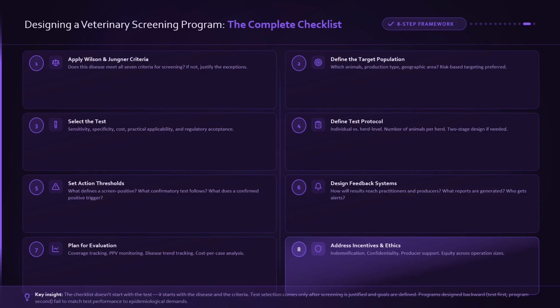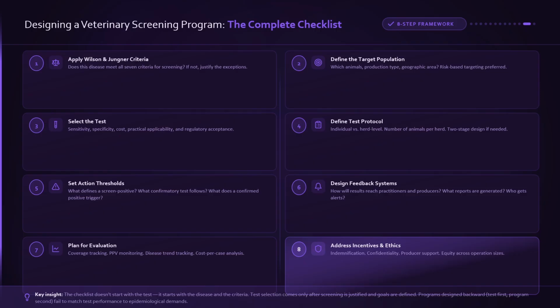Step 4, define the test protocol. Individual or herd level. How many animals per herd? And do you need a 2-stage design to clean up false positives? This is where the herd sensitivity math earns its keep.